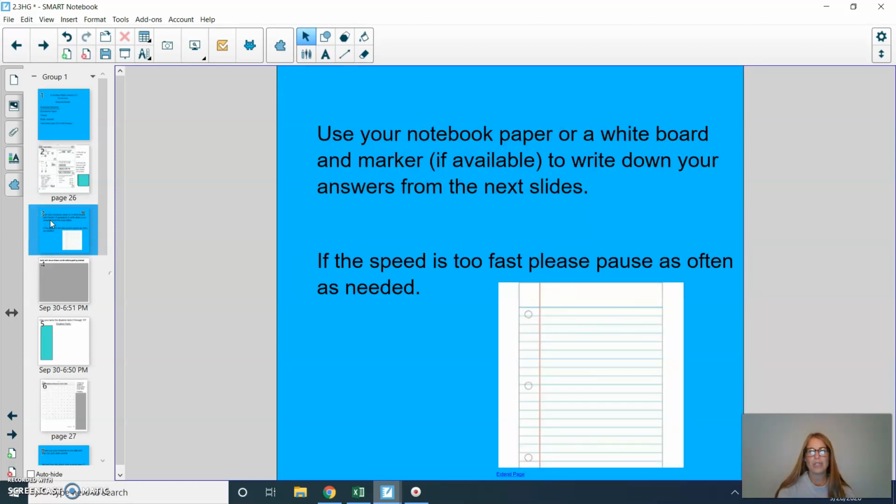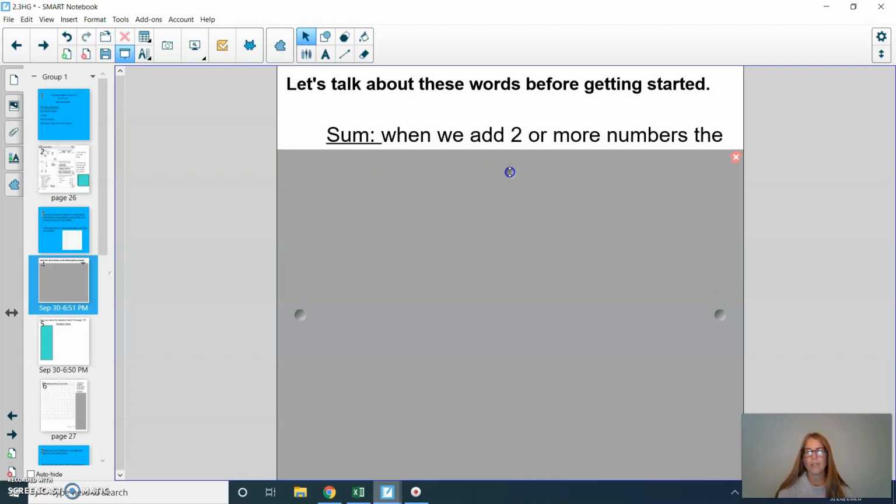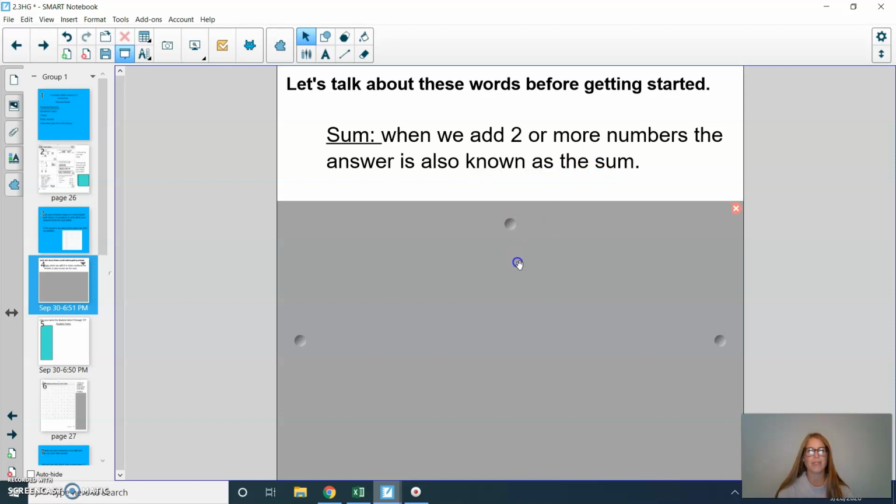We will next use our whiteboard and marker, or you could also use notebook paper and pencil. If the speed is ever too fast, please pause as often as needed. For this first part, you can just listen as I talk about these words. So we need to talk about 4 different words before we get into today's lesson. One word is sum. And when we're talking about sum, this is when we're adding 2 or more numbers to get our answer. So what our answer is when we're adding is also known as the sum.